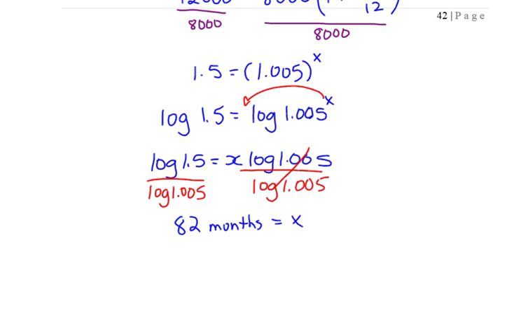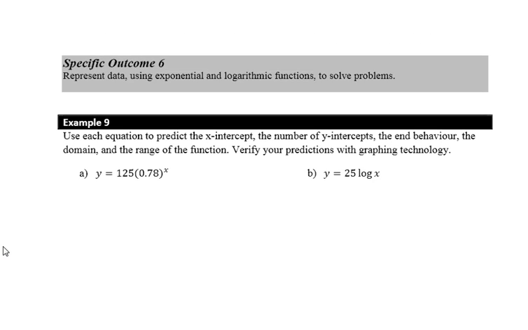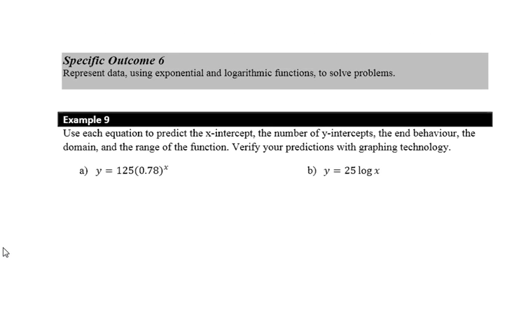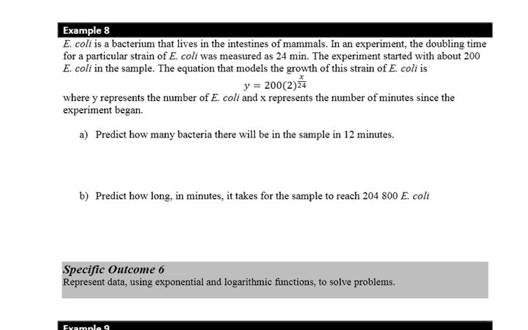Okay. Yeah, we're almost done. Same idea here. Okay, let's go on. E. coli is a bacterium that lives in the intestines of mammals or humans. Yeah, it could be humans too, right? It does damage to you. Lots.